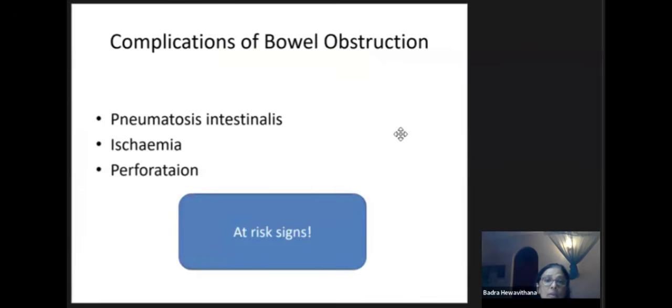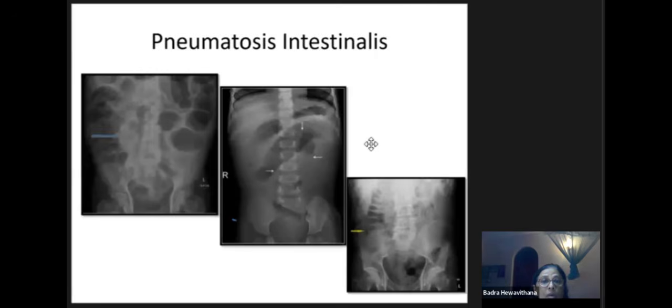Then we will look at the complications of bowel obstruction. These are also called at-risk signs. If you see any of these signs, you must know them: pneumatosis intestinalis, ischemia, and perforation. So pneumatosis intestinalis. Look at this central film. It shows very extensive submucosal air. This is wall air in the bowel loop. So this is pneumatosis intestinalis.